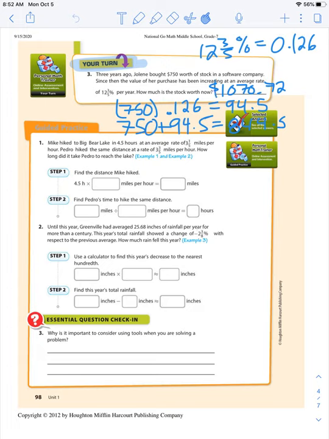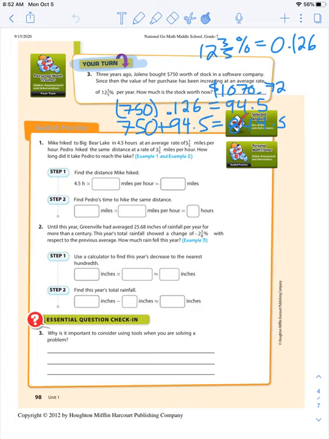All right, so this guided practice we're going to do together, and then your homework will be on the next page. So problem 1, Mike hiked to Big Bear Lake in 4.5 hours at an average rate of 3 1/5 miles per hour. Pedro hiked the same distance at a rate of 3 3/5 miles per hour. How long did it take Pedro to reach the lake?